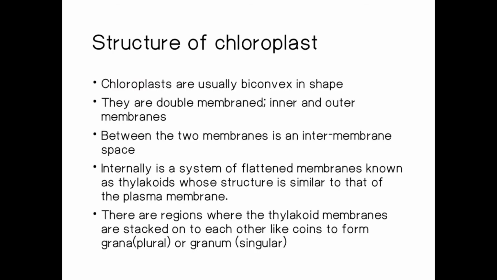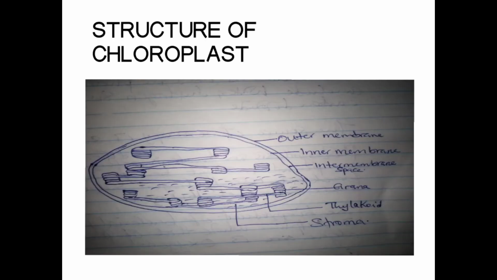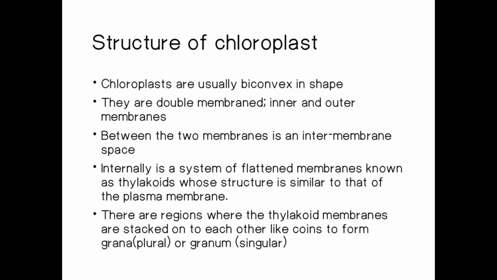So they are biconvex in shape. Biconvex means, as you have seen here, this shape is called biconvex. If you can remember well the shape of a red blood cell, they describe it as being biconcave. So this is biconvex. They are double membraned, inner and outer membranes. I've explained where they come from. There is that intermembrane space. There is a system of flattened membranes known as thylakoids, whose structure is similar to that of the plasma membrane. Thylakoids are basically flattened membranes. Like you get a membrane, you flatten it, you form those things.